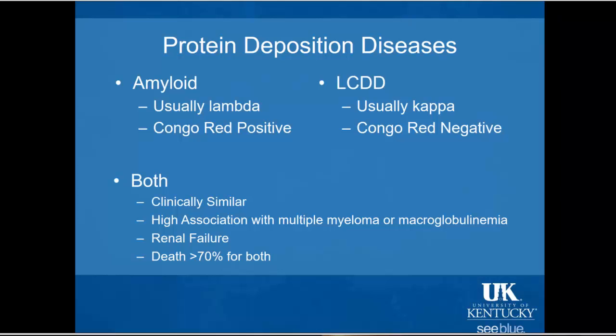The cysts tend to form as a result of airway narrowing with a ball valve effect because of the infiltration and protein deposition from the amyloid or from the light chain deposition. That can also lead to alveolar wall destruction due to ischemia from vascular infiltration or flat out disruption of the alveolar walls due to amyloid deposition.